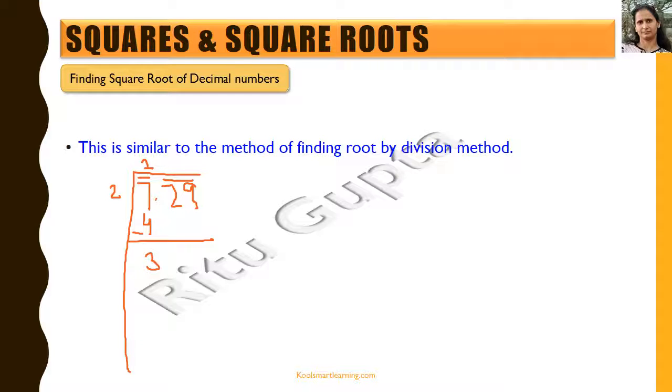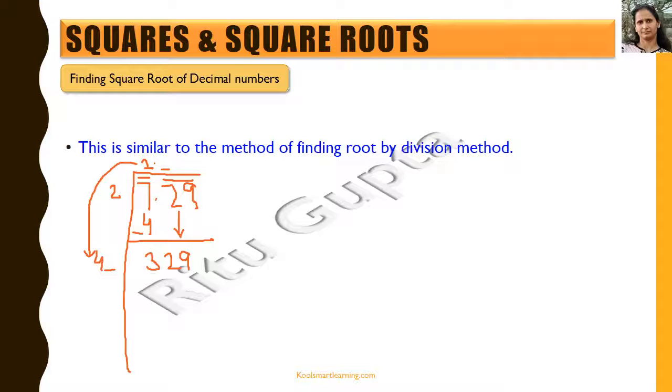And now since we need to get the number which is after the decimal, we place a decimal in the quotient area also, and we bring this 29 which is after the decimal along with this 3. So this number becomes 329. Now we get double of this quotient, which is 4, and we place a dash along here and a dash in the quotient area also.